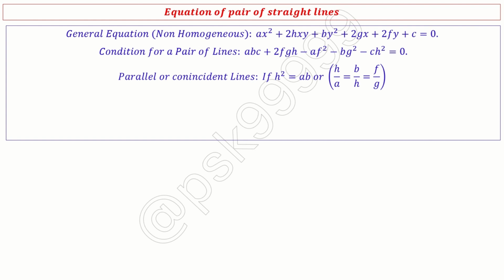Okay, if they are parallel, then the distance between them is given by 2 times square root of g square minus ac by a times a plus b. Okay, if you want to, you can remember this easily. If you don't want to remember, as I said, you split the equation into two equations and then do whatever you want.